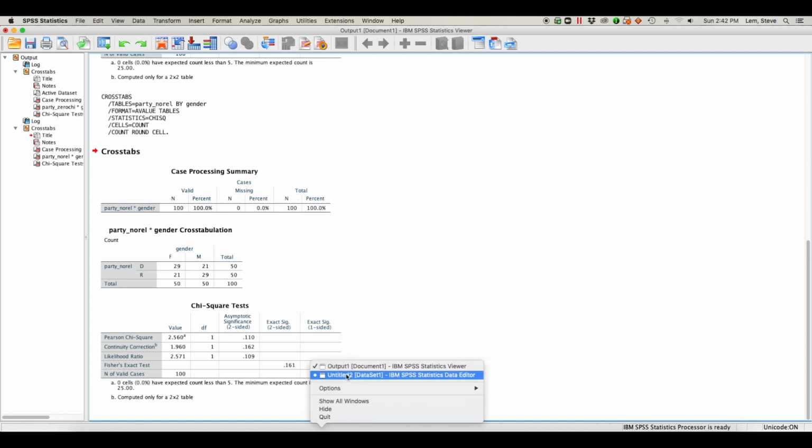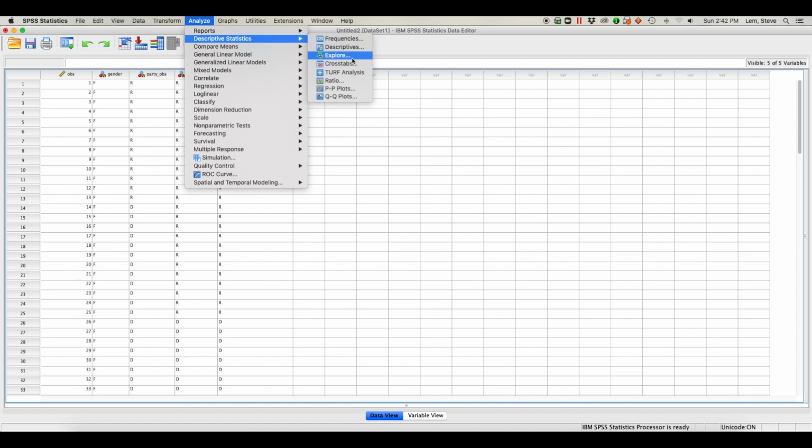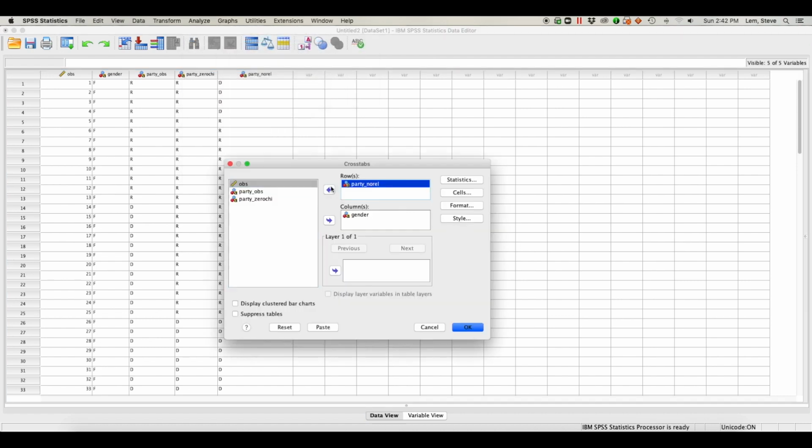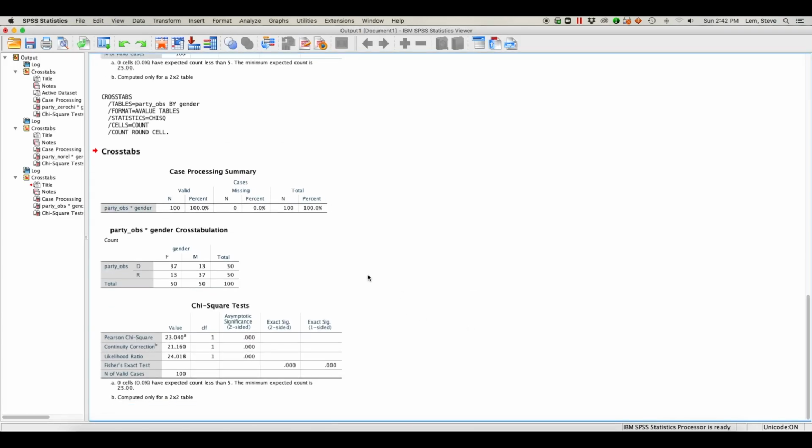Finally, let's go back and look at our observed values that we had earlier in our video. Once again, I'm going to go back to crosstabs and put that variable in, which is party OBS for party observed. Here you can see that I've got the crosstabs that we had earlier: 37 female Democrats, 13 female Republicans, 13 male Democrats, and 37 male Republicans.